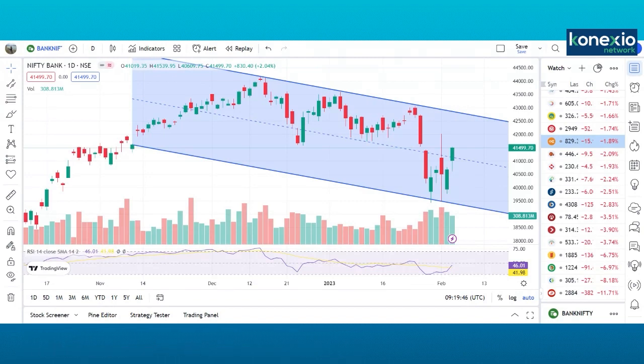So these are the important supports and resistance levels in Bank Nifty. Traders should just try to follow these levels and trade accordingly in the direction of the primary trend.